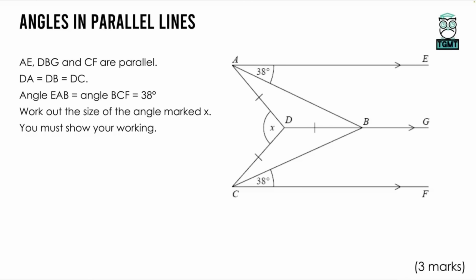Okay, so in this question, we're looking at angles in parallel lines. Now it says here that A to E, DBG and CF are parallel. D to A, D to B and D to C are all the same length, and we are shown that anyway because it gives us these additional lines on these triangles here, which straight away is telling us that they are isosceles triangles. It says that EAB is equal to BCF, which is also equal to 38. Work out the size of angle X, and you must show your working. So, for starters, there are sort of two sets of parallel lines put together in this one.